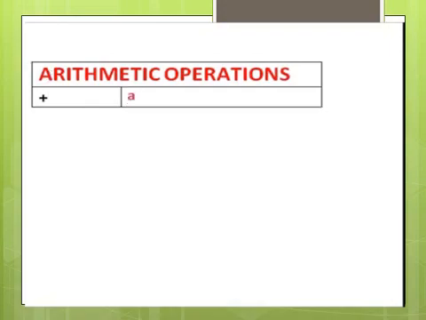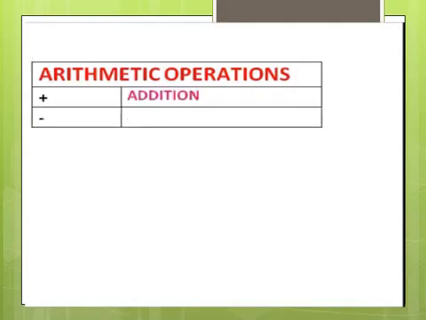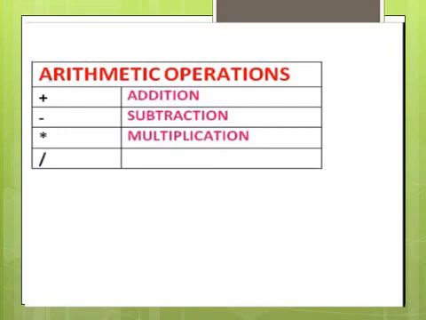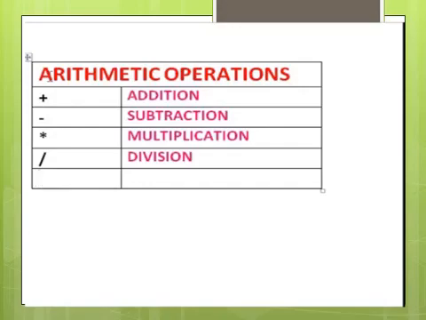They are plus for addition, which is used to add two numbers, minus for subtracting two numbers, asterisk or star, which is used for multiplication of two numbers, slash, forward slash, which is used to divide a number by another number, and last one is a caret or exponential.